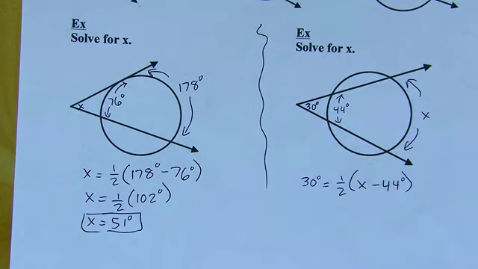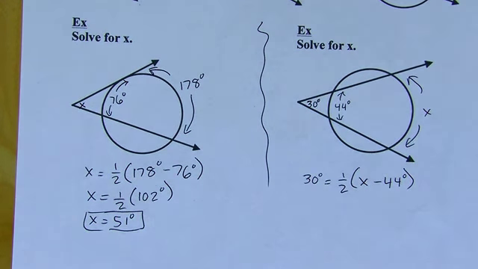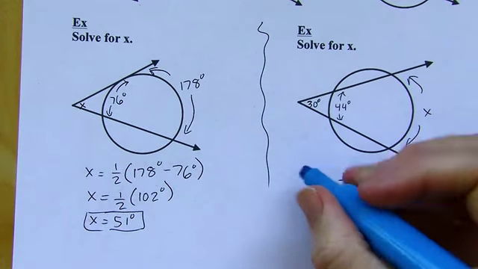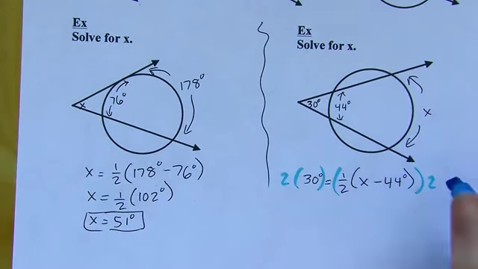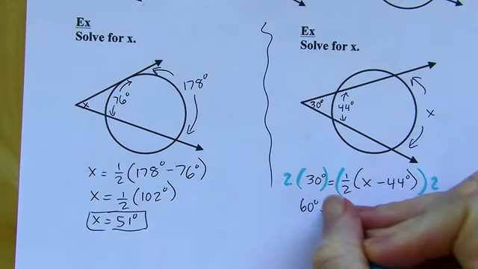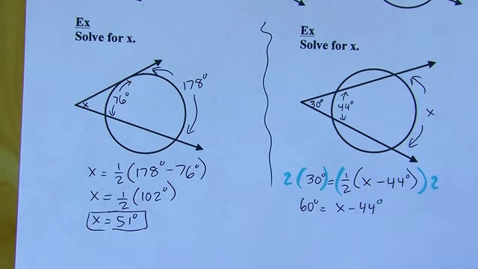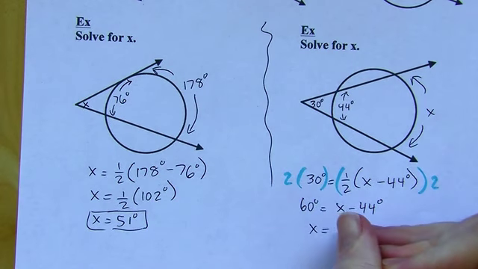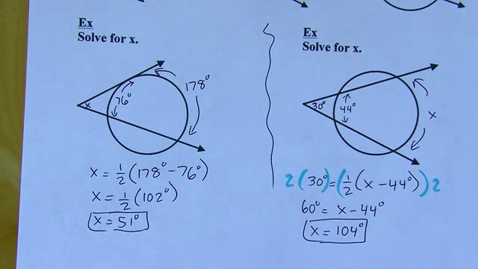Okay, now you could distribute here if you like. I just like to double the equation. It's just a little less to deal with, and I don't have to deal with any fractions, because 2 times 1/2 is just 1. So then 60 degrees is going to equal X minus 44 degrees. And I just add 44 to both sides, and I get 104 degrees. Okay.